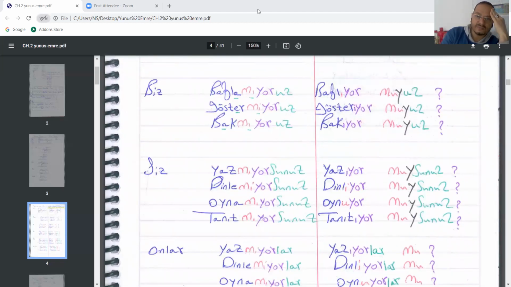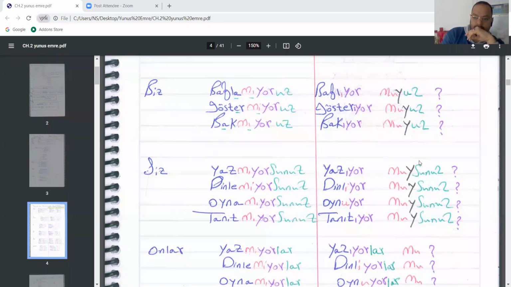Here I have a simple mistake in two situations. It's not necessary to put y between m delta and the appropriate letters, because I'm dealing with "siz". To be yazıyor musunuz? Dinliyor musunuz? Oynuyor musunuz? Tanıtıyor musunuz? Without any of these letters. Okay. That's clear, I think.